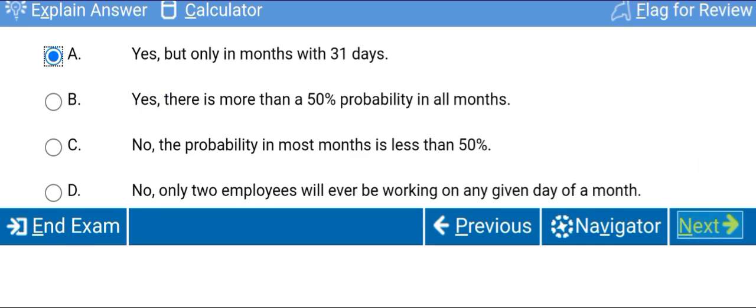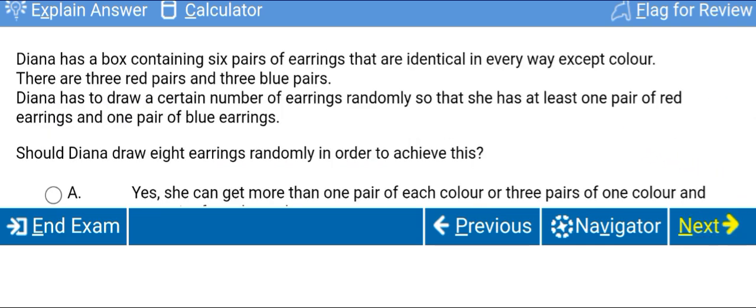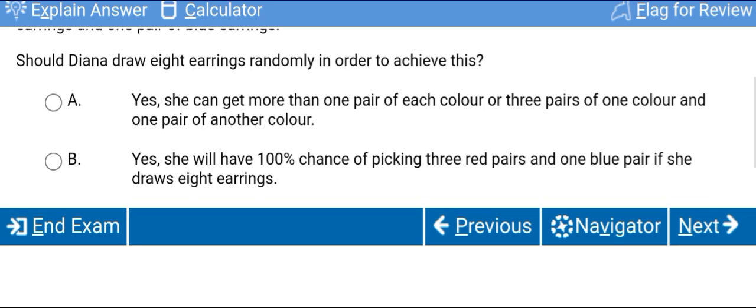Next question we have is that Diana has a box containing 6 pairs of earrings that are identical in every way except color. There are 3 red pairs and 3 blue pairs. Diana has to draw a certain number of earrings randomly so that she has at least 1 pair of red earrings and 1 pair of blue earrings. So the question is, should Diana draw 8 earrings randomly in order to achieve this?